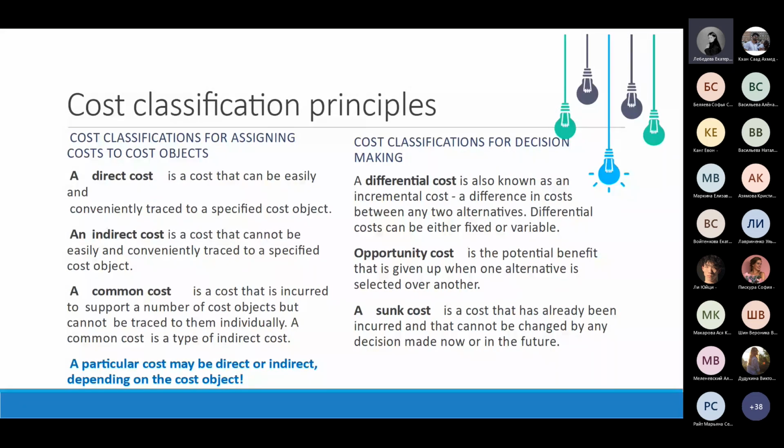So first of all, we have to summarize our cost classification principles. To assign cost to a cost object, we use the first classification into direct and indirect cost, and later those could be split into variable and fixed. For decision making, we often need alternative estimations like differential cost, opportunity cost, and sunk cost.